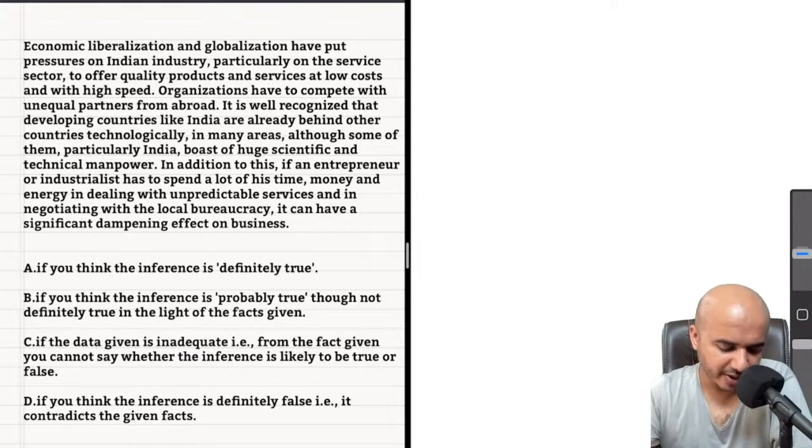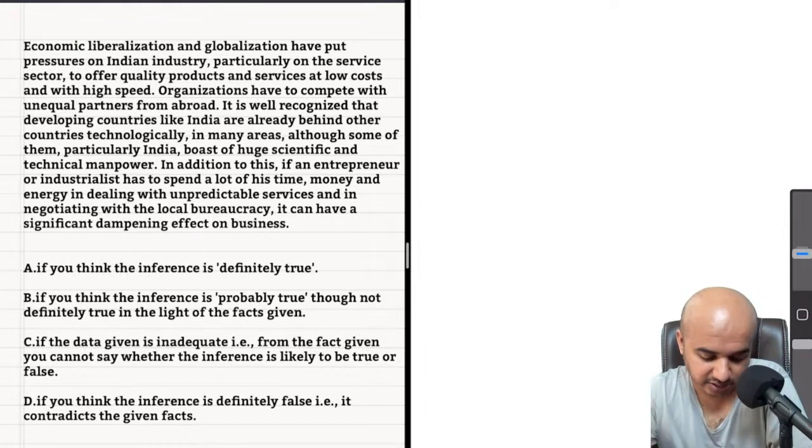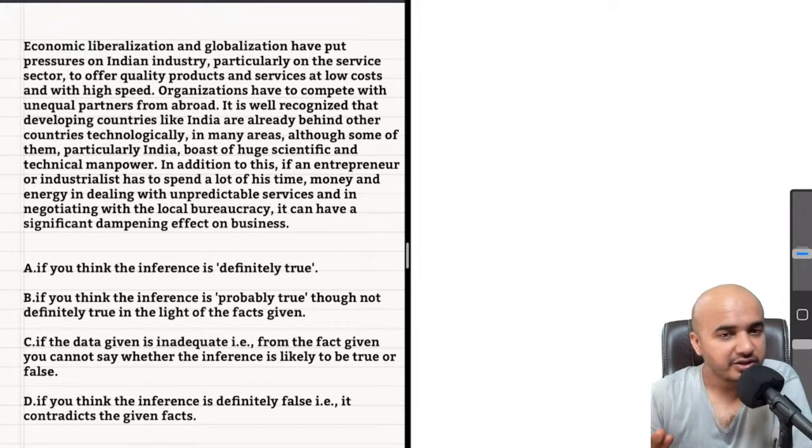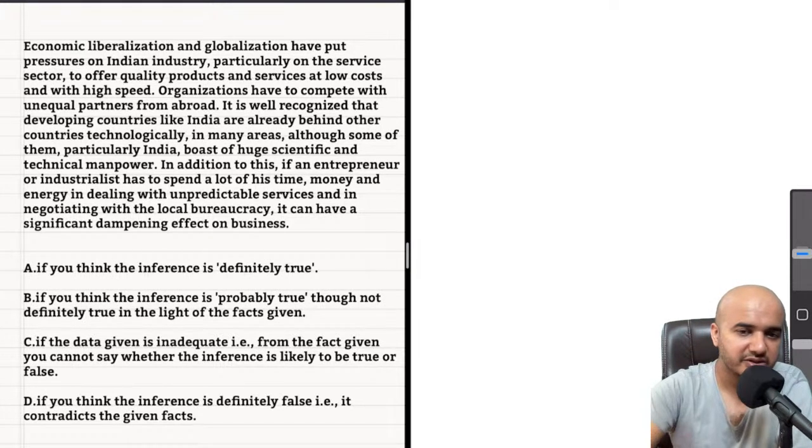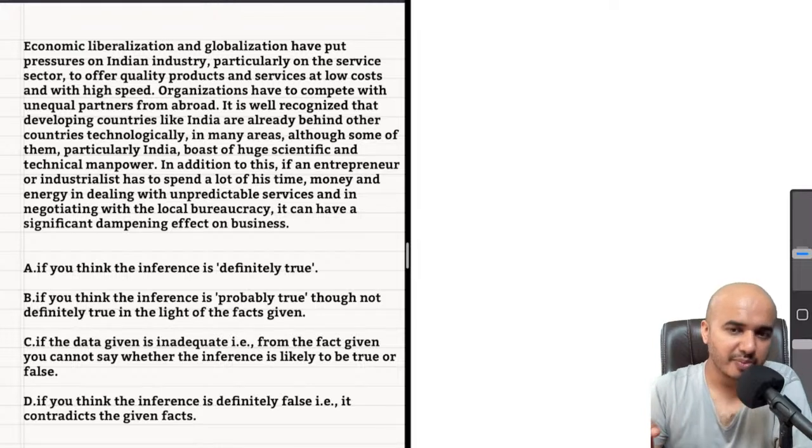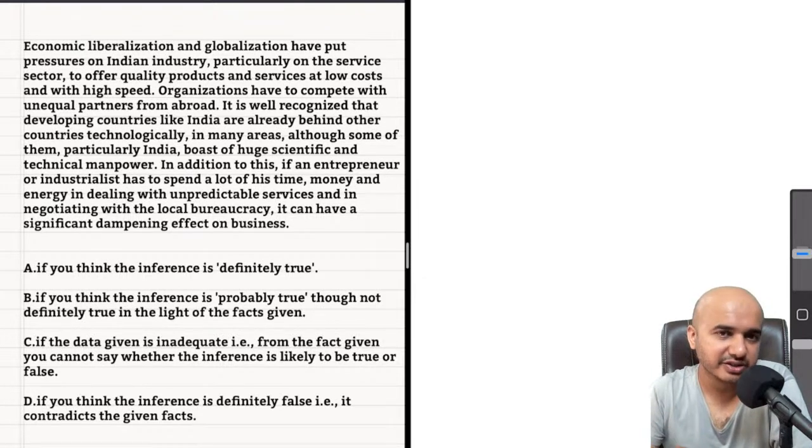It is well recognized that developing countries like India are already behind other countries technologically. India is behind other countries technologically. Although some of them, particularly India, boast of huge scientific and technical manpower. We only possess scientific and technical manpower, but are we technologically, at least to some extent, at par with developed countries? No. Very clearly it is mentioned in the passage that though we boast of huge technological manpower, we still lag behind other countries technologically. When it is very clearly mentioned that we lag behind, how can we say that is at par? It is quite probable that India is in no way at par.